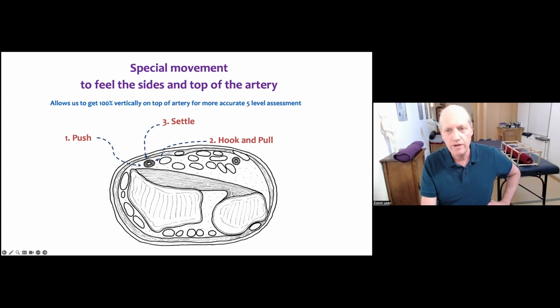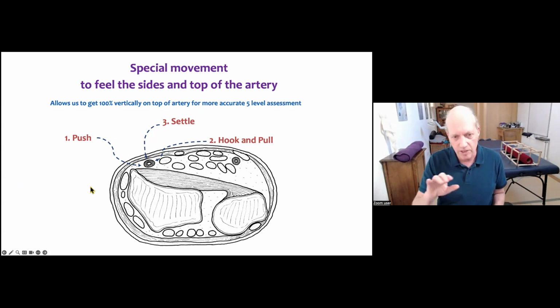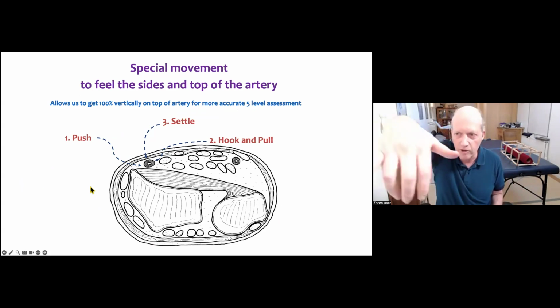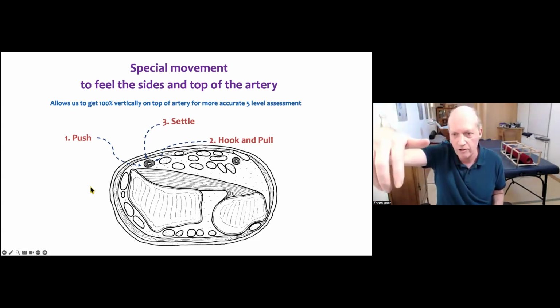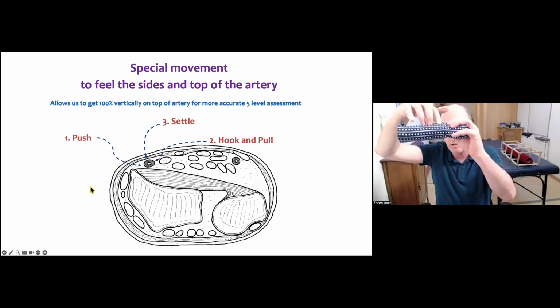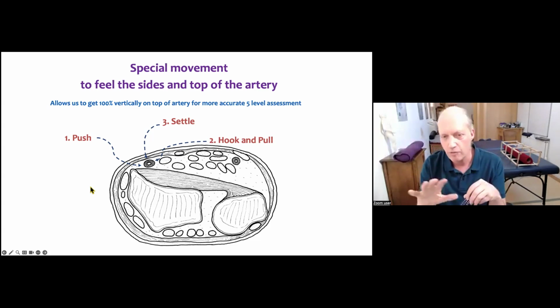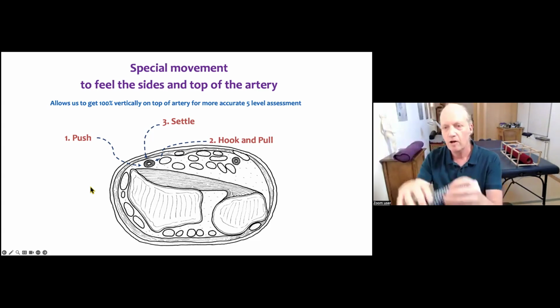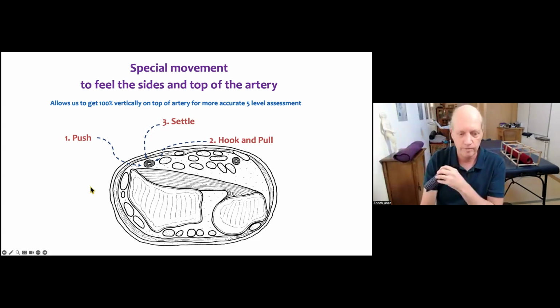Okay, so we use a special kind of movement to try to palpate this, and I will try and demonstrate this best I can. I've got some pictures of it. Maybe the pictures show it best, but I'll just say what they are. The first position is from the side with three fingers. That's called pushing. The next position is called hook and pull, where you hook over the pulse and pull it towards you. You hook over the artery, pull it towards you a little bit, and then you let it go. It finds its own space, and then you settle on top. So it's got three bits to it: pushing, hooking and pulling, and settling on top.